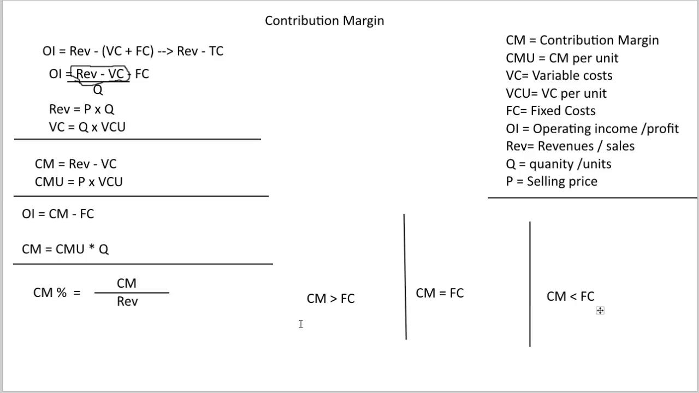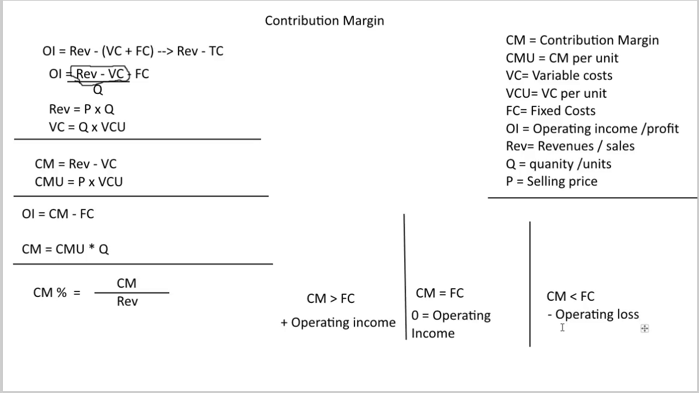What does this mean? Well, here it means you're going to have an operating income. Here you're going to have a negative. You're going to have zero. You're going to have a break-even point. You're going to have zero operating income, zero profits. And lastly, you're going to have a negative here, an operating loss, or negative operating income is the same as operating loss.